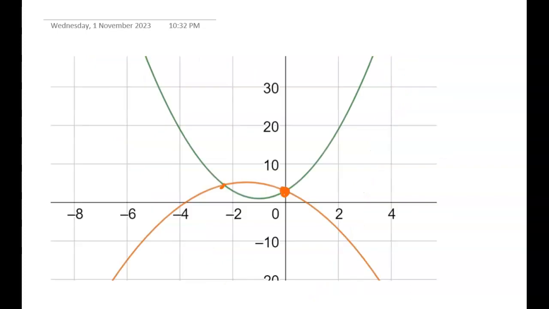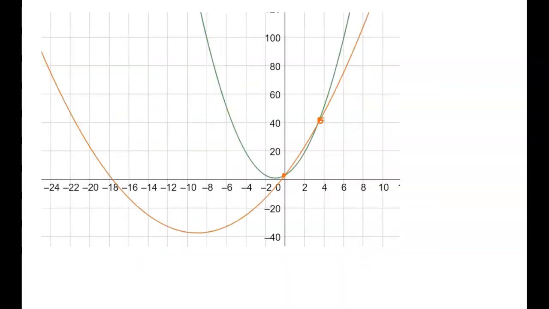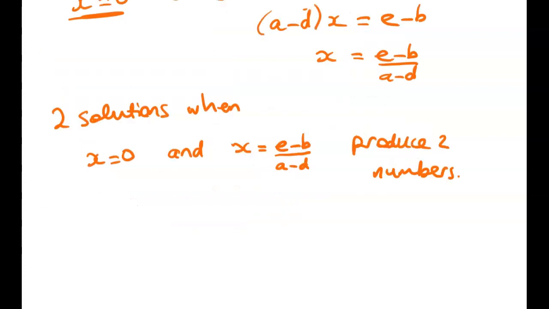In this graph, we've got one solution where x equals 0, and we've got this other solution here, right? And so this is happening when x is equal to (e minus b) over (a minus d). And in this one here, we've got this one when x is 0, and this one when x is equal to (e minus b) over (a minus d). So what we want to do now with the algebra is go back and say, well, when are we going to get two different numbers here?